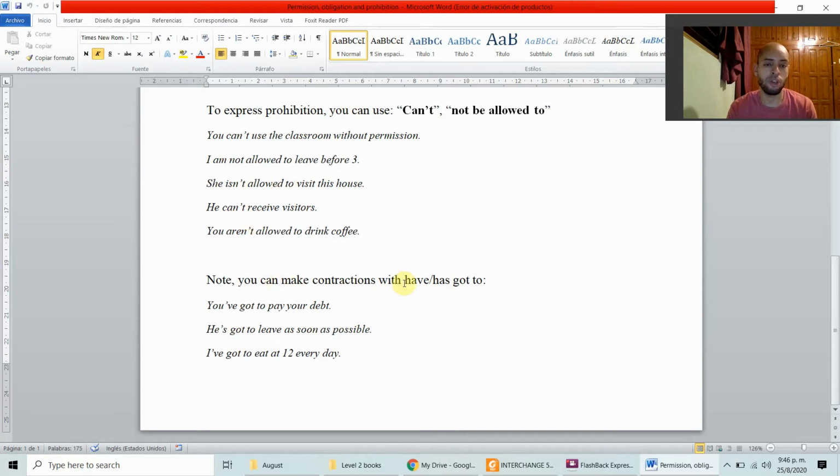Note, you can make contractions with have and has got to. Remember, we can contract have and has got to. Let's see. You've got to pay your debt. He's got to leave as soon as possible. I've got to eat at 12 every day. It's the contraction of I have and the contraction of has. He has, she has. You can say he's, she's, or it's. And of course, you can say I've, you've, and we've, and they've.